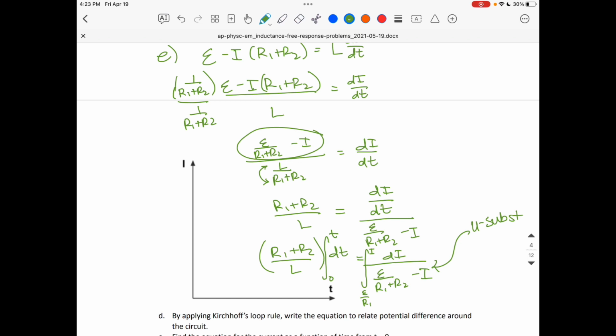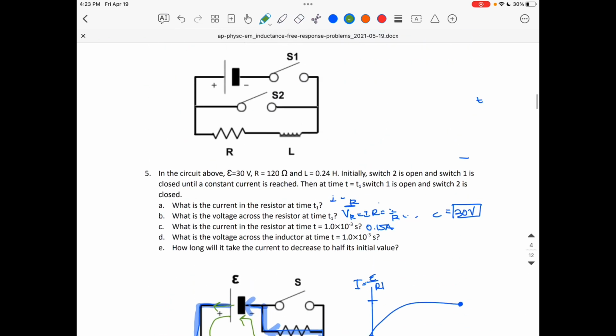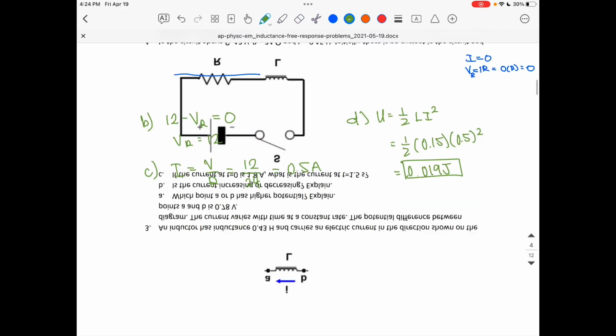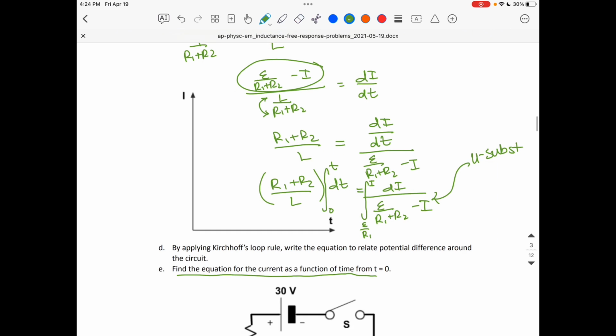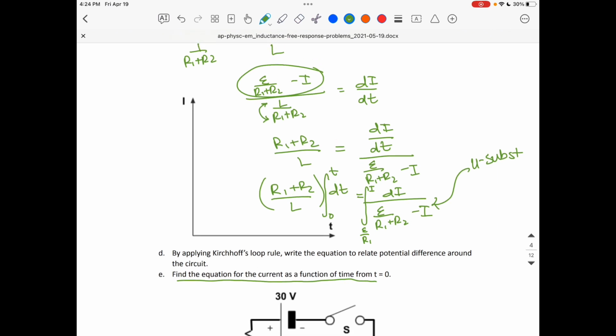So again, the math here is more complicated than what you would be expected to do on an AP exam. The process of trying to get the variables for current and the variables for time into opposite sides of the equation and integrating is a concept that you want to know. But it's going to be much more similar to, oh, I already erased it, but much more similar to the type of integration we did for problem number 5.